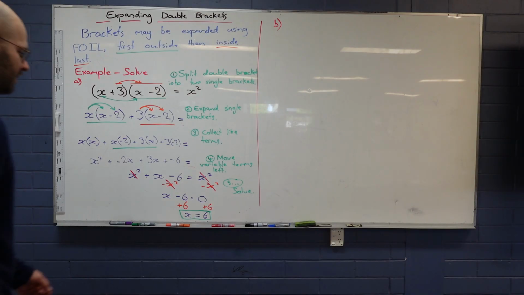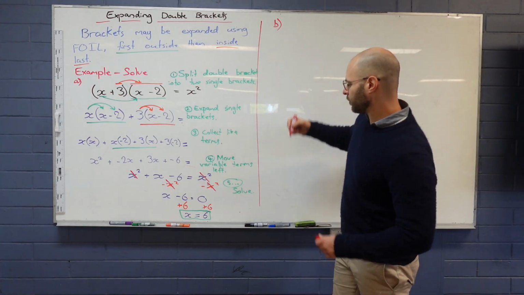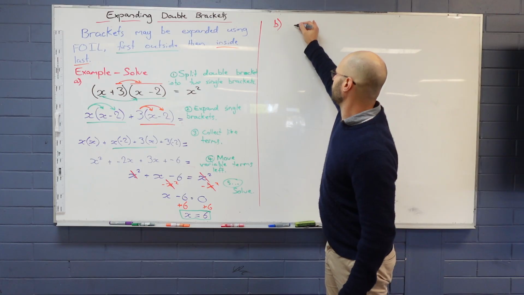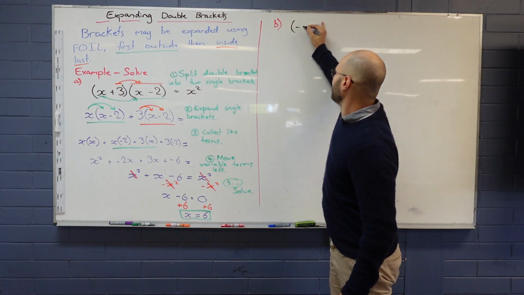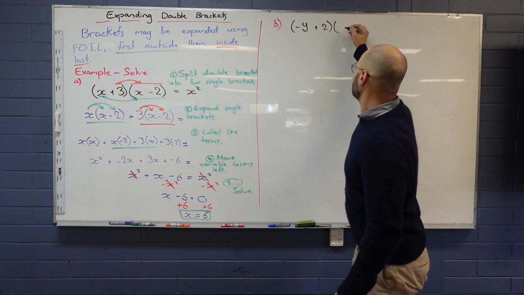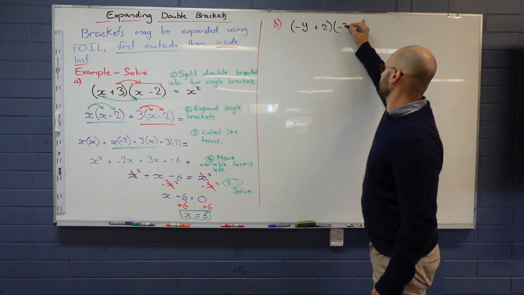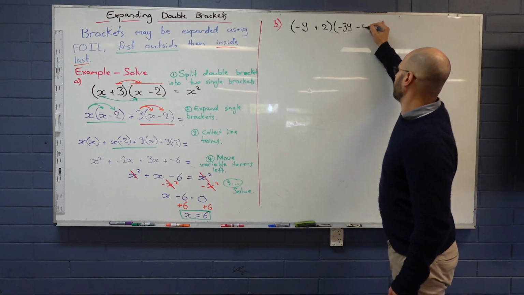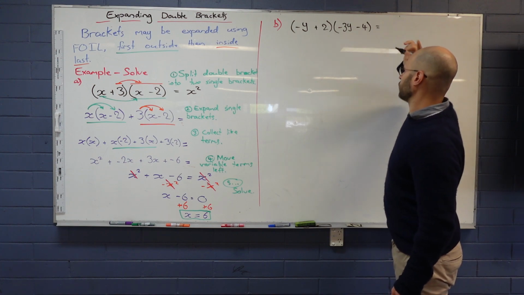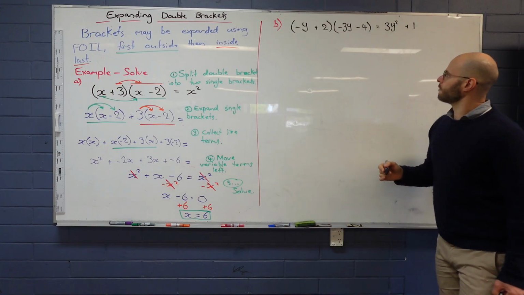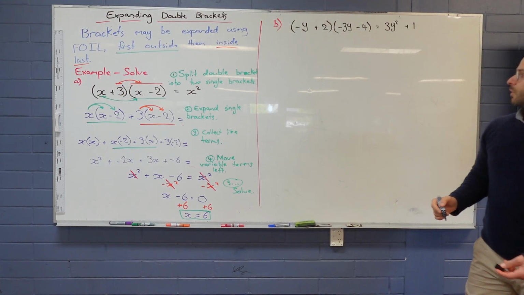Okay, I'm going to step it up a little. I'll leave it up on the board so there's no need to write it down as we're going through it. We'll have negative y plus 2, and then it will be minus 3y take 4, and this is all going to equal 3y squared plus 1. Yep, that should work.